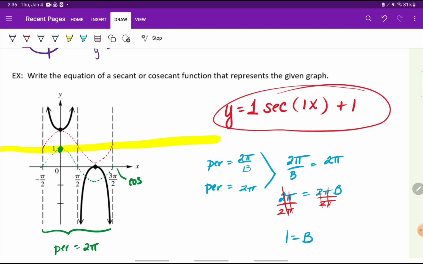You can expect on the exam to see ones going both directions, where I give you the equation and ask you to graph, or I give you the graph and ask for the equation.